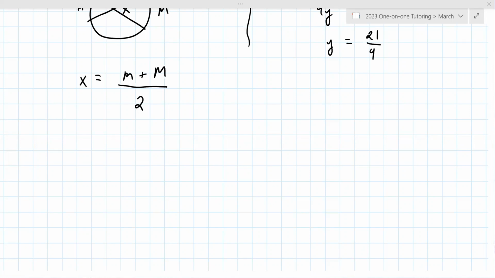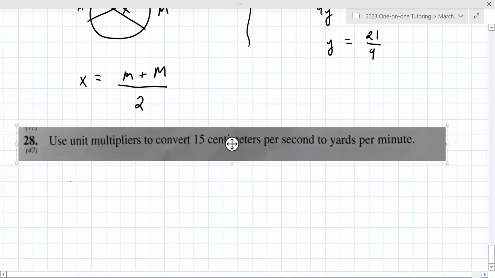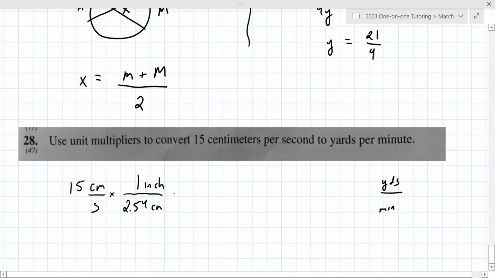Use unit multipliers to convert 15 centimeters per second to yards per minute. 15 centimeters per second, and we're going to yards per minute. So I choose one of them. I'm going to choose centimeters first. There are 2.54 centimeters in 1 inch. And I'm going to go right to inches to yards. There are 36 inches in 1 yard. So that takes care of that top one.